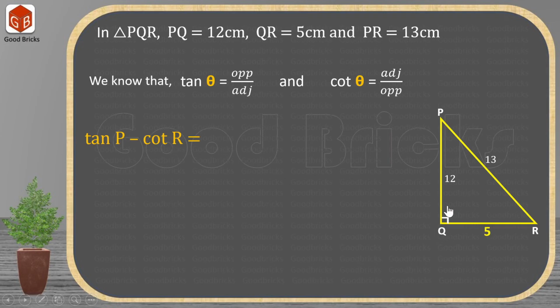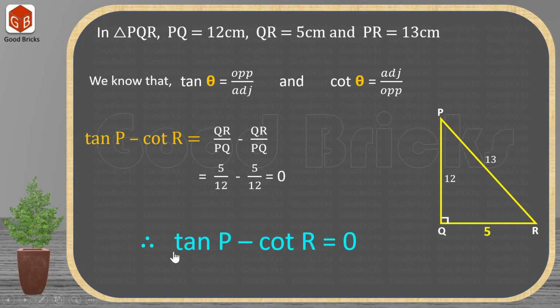Next, cot R. This is the angle R. For this angle, opposite is PQ, adjacent is QR. So cot R is nothing but adjacent by opposite, means QR by PQ we have to write. So that is what we have written. Tan P is QR by PQ only. Cot R is also QR by PQ. When you substitute the given values and simplify, you will get 0. Finally, the answer is tan P minus cot R is equal to 0.